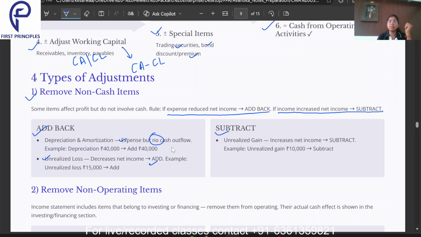Then what do we subtract? Unrealized gain increases net income. If we have any kind of unrealized gain which we are recording as a profit, but in reality we are not getting cash out of it, in that case we subtract the unrealized gain.